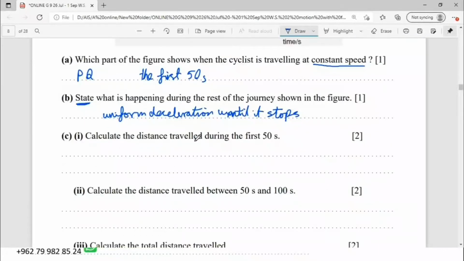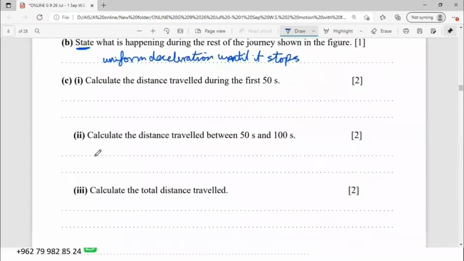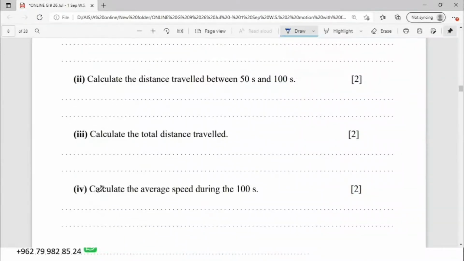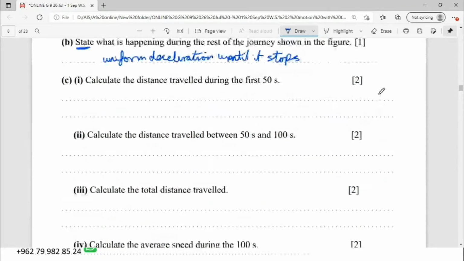Okay? Then what do they ask? Calculate the distance traveled during the first 50 seconds. Calculate the distance traveled between 50 and 100 seconds. Calculate the total distance. Then calculate the average speed.